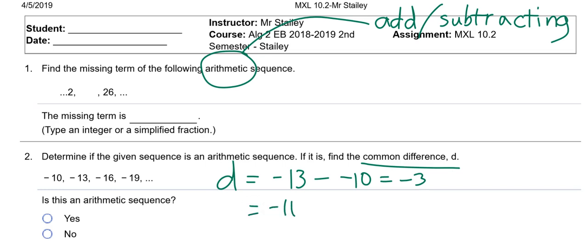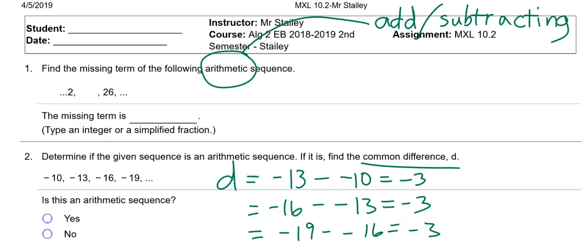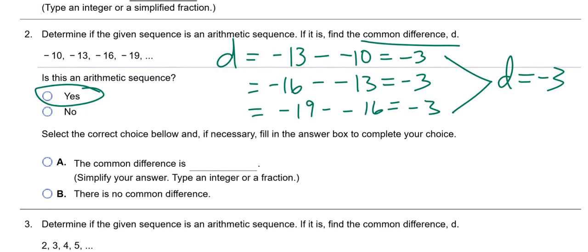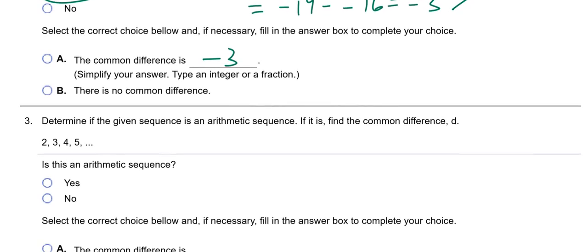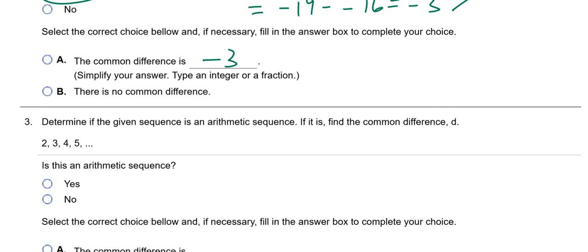Now, we should be able to do that. Any term minus the previous term. Since we're getting the same number every time, that is our common difference, -3. So the answer is yes. I'll come back to question 1 here in a second. The common difference is -3. What about the one below it? Does that have a common difference? Sure it does. It's going up by 1 each time.